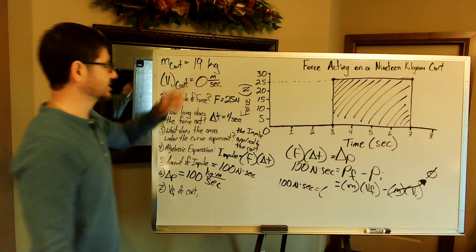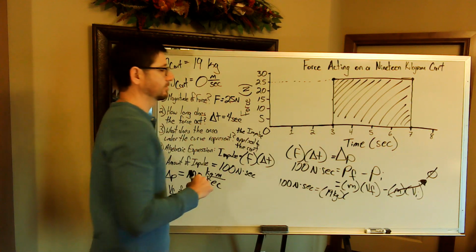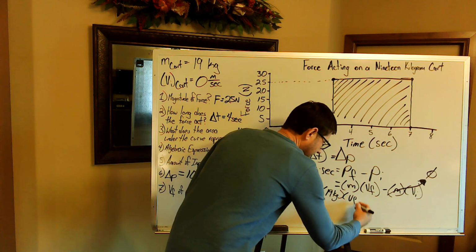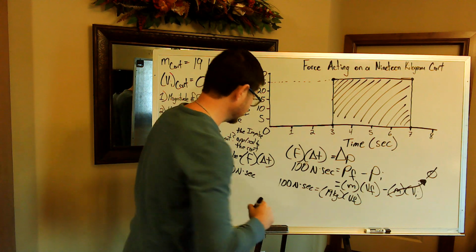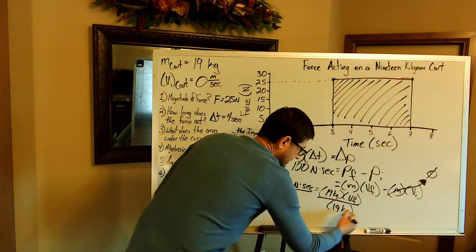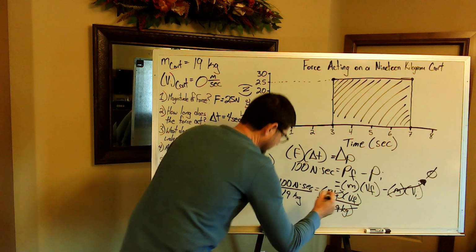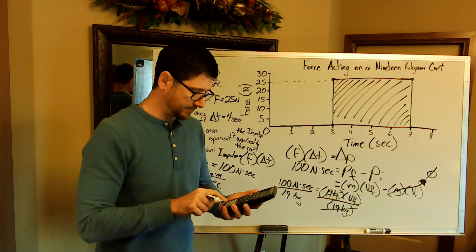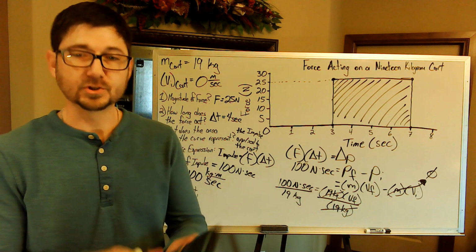In the problem, it told us it's 19 kilograms. We're going to multiply this by the final velocity of the cart, which is our unknown. So what we're going to do is divide both sides by 19 kilograms. On the right-hand side of the equal sign, the 19 kilograms will cancel. All right, so I've got 100 divided by 19, so we've got 5 something here. This is going to be 5.263.